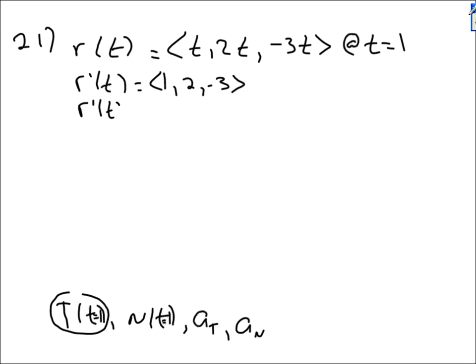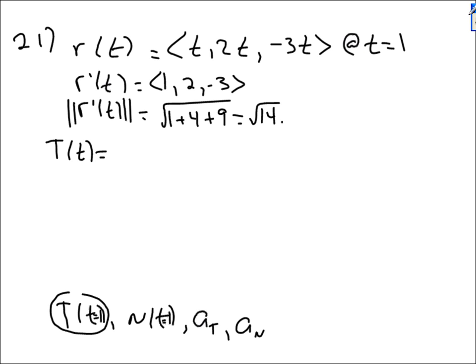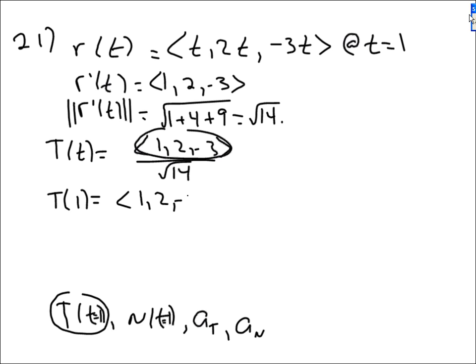So r prime of t, the length of that is the square root of 1 squared plus 2 squared plus 3 squared, which is square root of 14. So T of t is the vector r prime divided by the length. Turns out that T of 1, this doesn't depend on t. It's a constant function of t. So there is your answer.